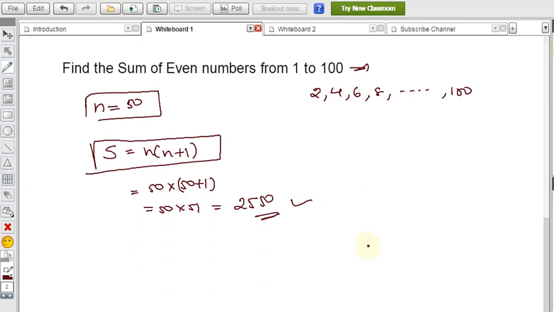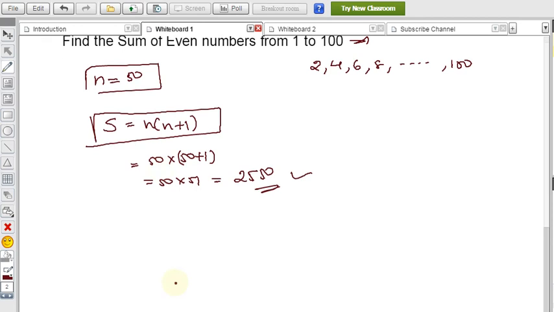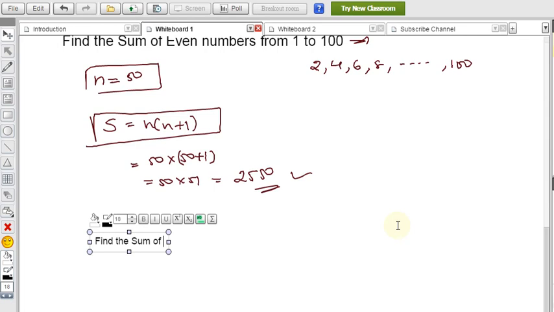Find the sum of the odd numbers from 1 to 100. Then what is the odd numbers formula? For even numbers it is N into N plus 1. Find the sum of odd numbers from 1 to, I'll take 150. So from 1 to 150, how many odd numbers are there?